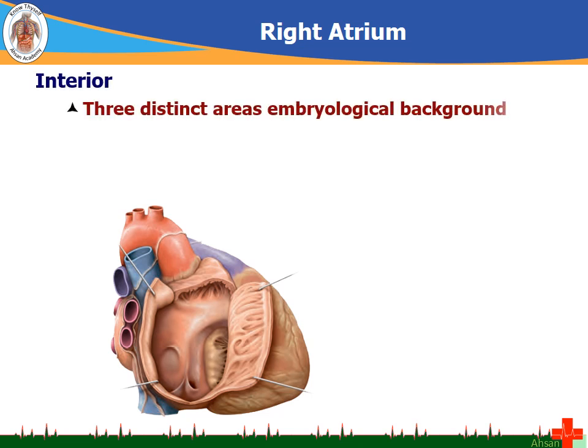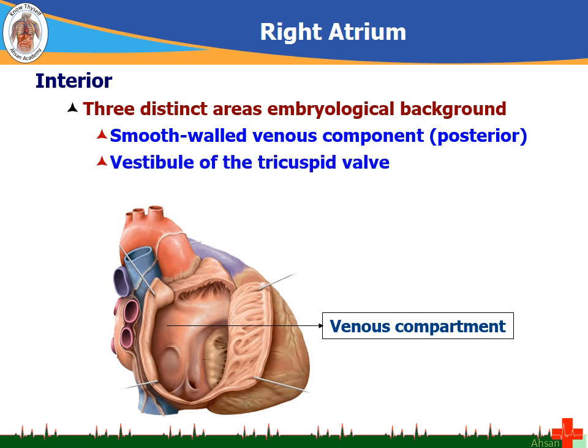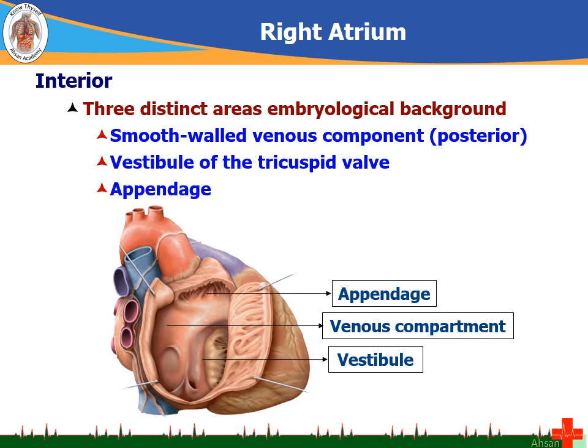The interior of the right atrium is divided into 3 distinct parts, and every part has an embryological background. The smooth part, which is labeled here, is the larger part and it is posterior in position. The part close to the tricuspid opening is the vestibule, and the appendage is the projected part. You can observe it labeled by the arrow. The anterior wall is reflected here and observed from the anterior aspect.